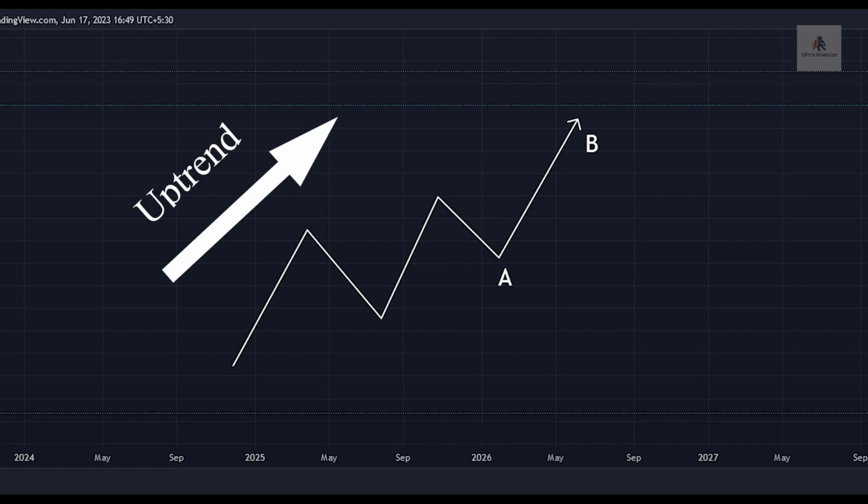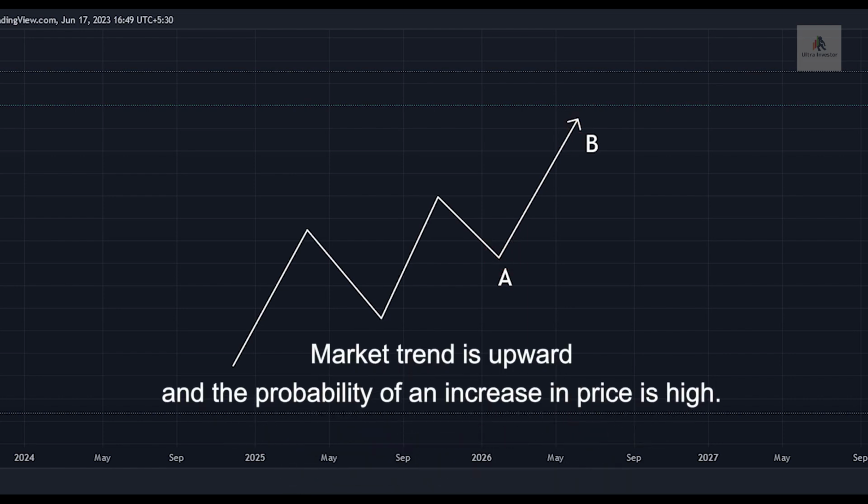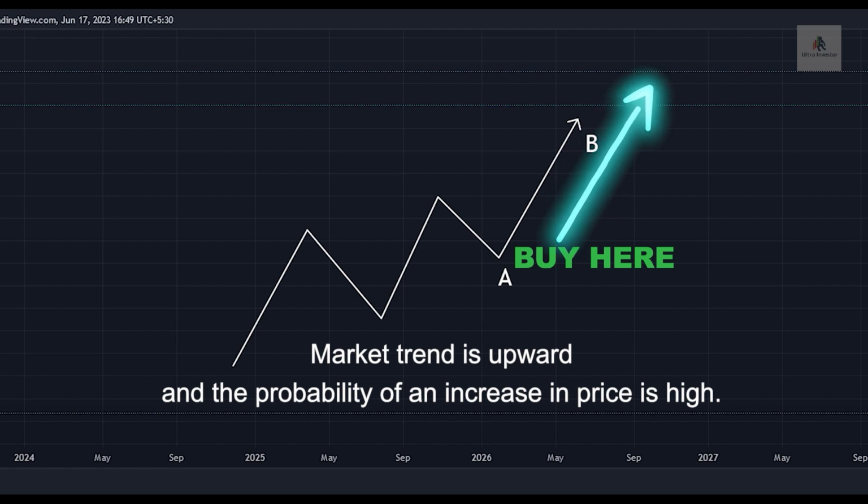Assuming we are still in an uptrend, the market makers aim to move the market from point A to point B. Assuming an intention to purchase 1,000,000 shares before reaching point B, the issue arises that the current market trend is upward and the probability of an increase in price is high. As a result, there is a surge in demand for purchases while sellers are scarce. If market makers were to enter the market at this time, the price would immediately hit point B, leaving them with no opportunity to purchase the desired amount.